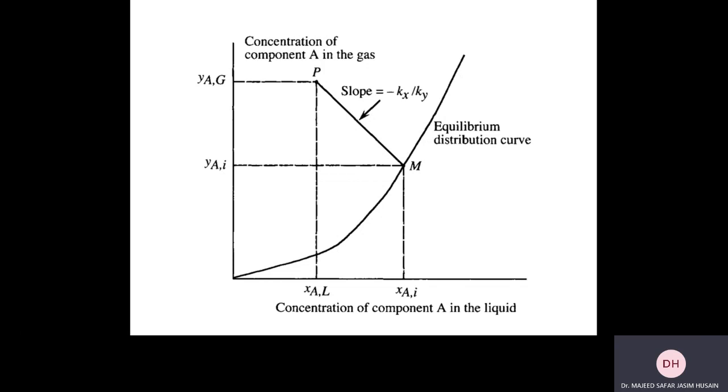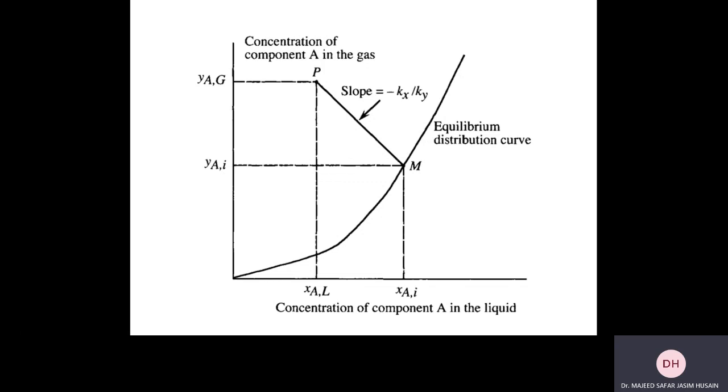Basically, the y-axis is the mole fraction in the gas, and the x-axis is the mole fraction in the liquid. You have the curve, which is the equilibrium distribution curve between y and x. And then there are 2 points, point P and point M. The coordinates of point P are basically YAG, that means the mole fraction of A in the bulk of the gas, and XAL, that means the mole fraction of A in the liquid. So that's point P.